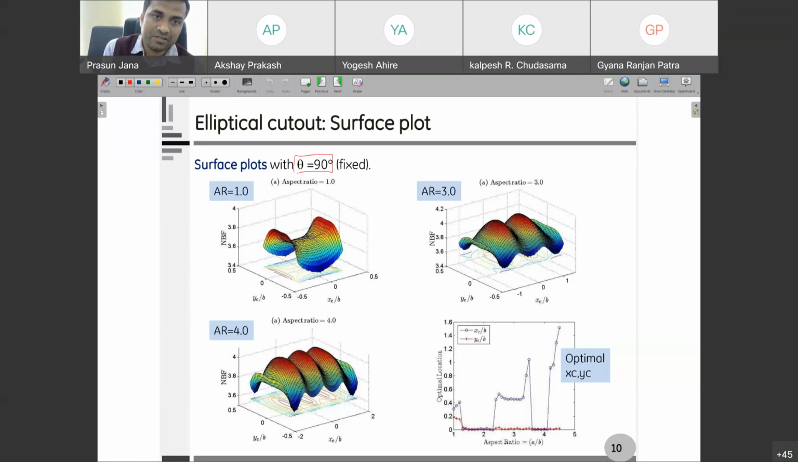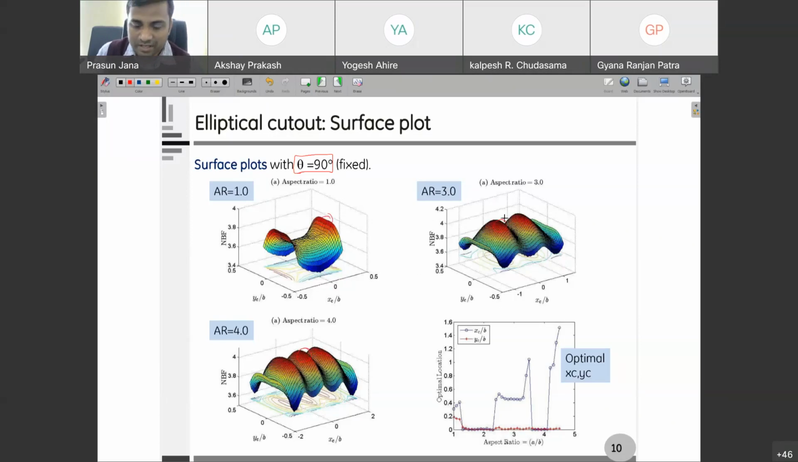So this is your theta equal to 90 degree. So the cutout is placed in the vertical position. And then if we vary the cutout at different positions within the plate, then we can obtain the maximum buckling load, the corresponding buckling load, and then we'll see how the plots look like, and then we can have some idea of where the maximum buckling load would be. So here you can see this is the place, here this is the place.